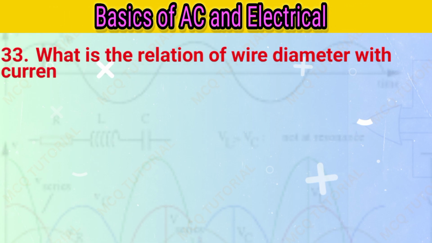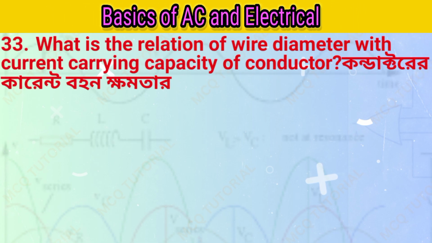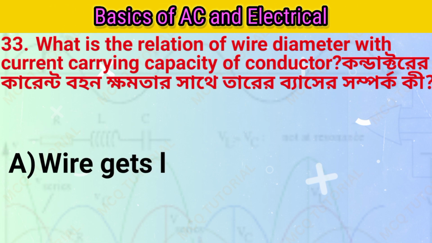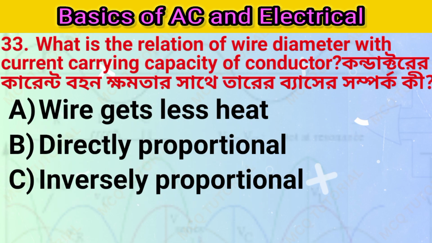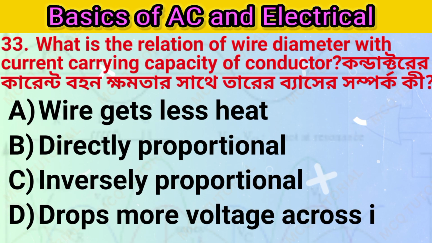Question 33. What is the relation of wire diameter with current carrying capacity of conductor? Option A wire gets less heat, option B directly proportional, option C inversely proportional, option D drops more voltage across it.